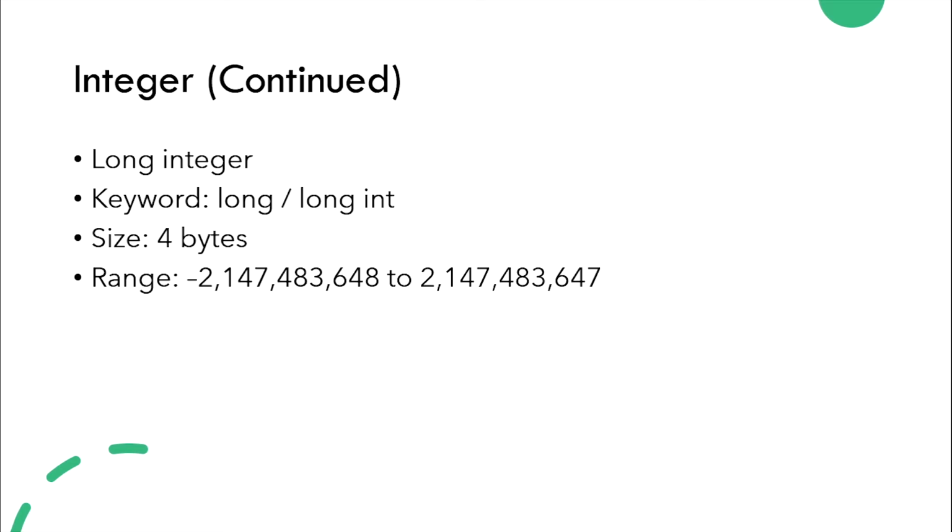And then another variation is called the long integer. The long integer can be represented using the keyword long or long int, and because it can store more integers, the size is 4 bytes, and because 4 bytes is 32 bits, it can represent 2 to the 32 different integers, which is approximately 4 billion, and so the range is from approximately negative 2 billion to 2 billion.